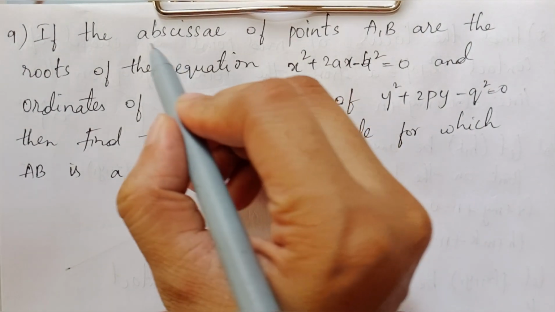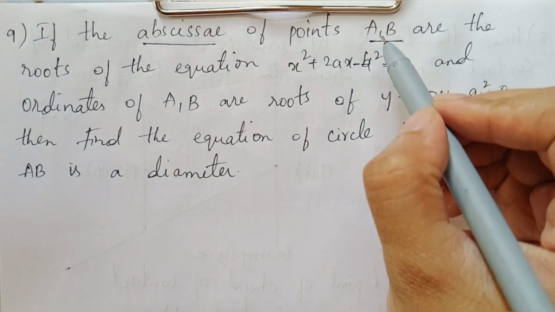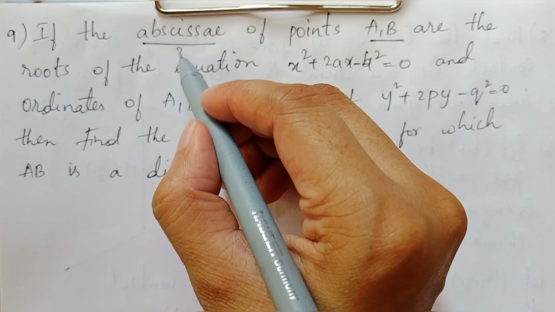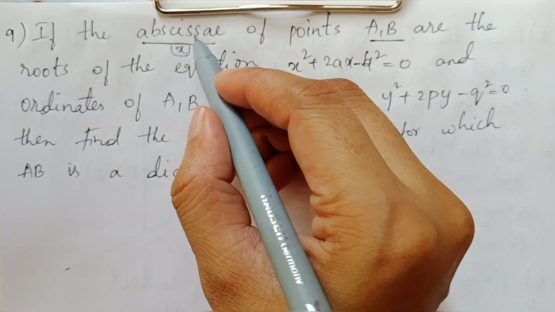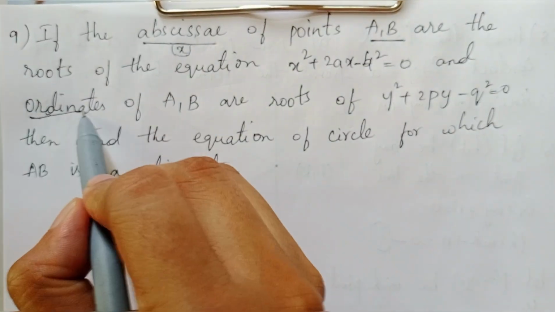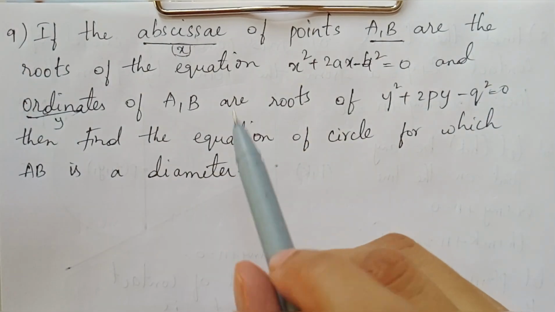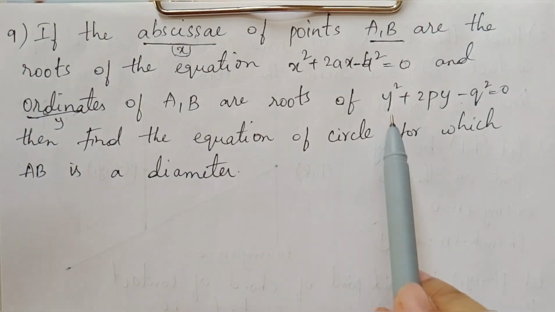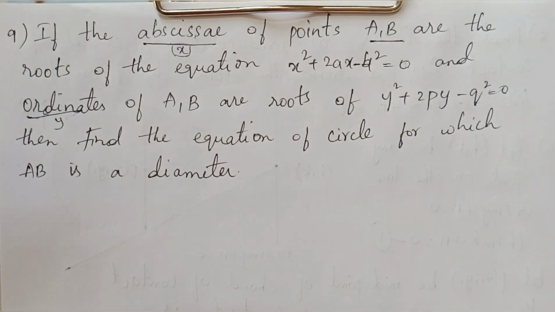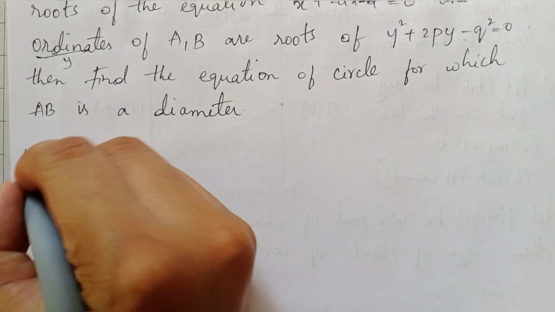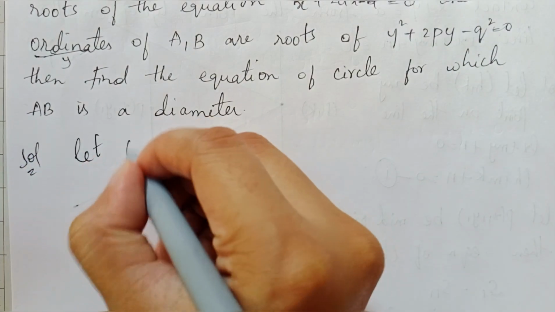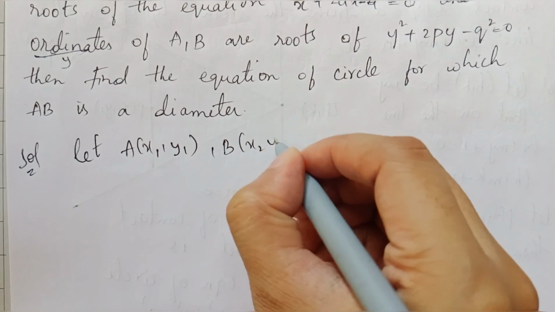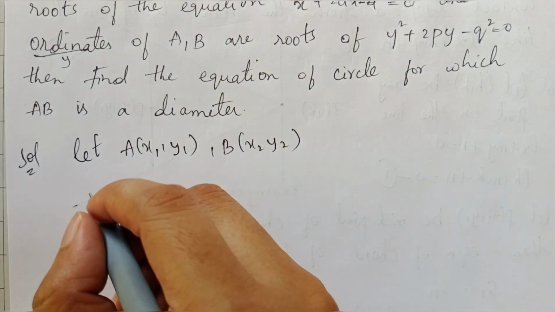So here it is given that there are 2 points A and B, right? The value of x is called the abscissa and the values of y are called the ordinates. So x is the root of this quadratic equation and y is the root of this quadratic equation, right? So we can write, let A (x1, y1) and B (x2, y2) be the points.